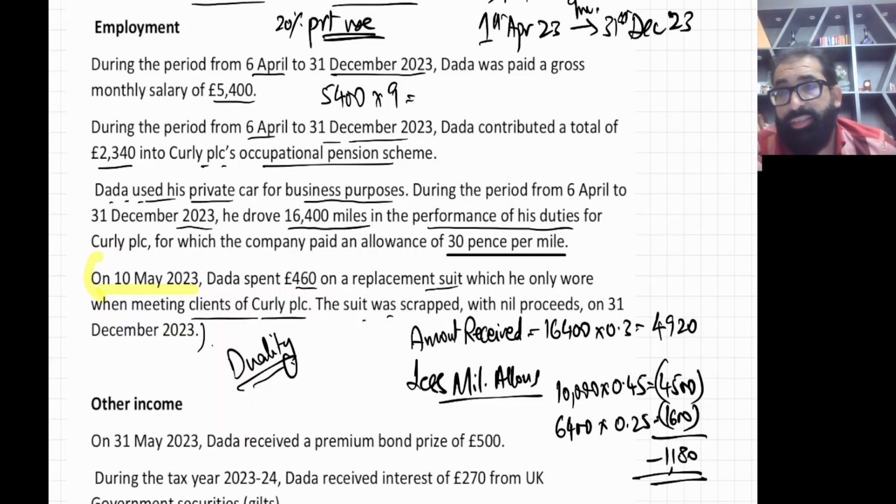But yes, there is some exception. If it would be a uniform, there are certain uniforms with the tags, badges of the company. So if there is some uniform, then it is allowed, but not three-piece suits. A three-piece suit is not a uniform. It can be used anywhere. So there is a possibility of duality, dual use, the private use, which cannot be separated, which cannot be detected. That's why this expense is not allowed.